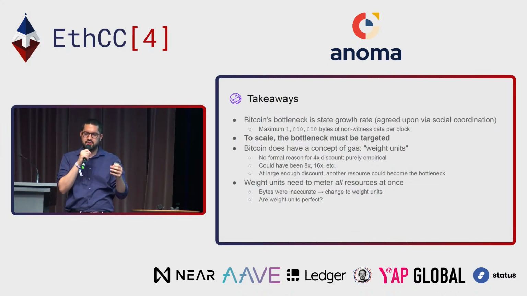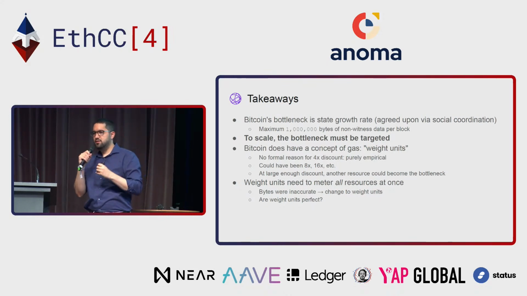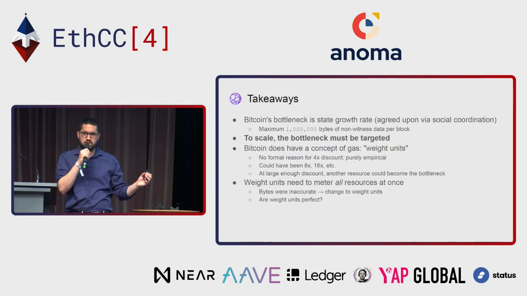Previously, before weight units, it was just bytes, pre-Segwit. Bytes were very inaccurate, right? Because they didn't distinguish between witness data, which doesn't enter the state, and non-witness data, which does affect the state, and which does affect state growth. Right? Bytes were very inaccurate.